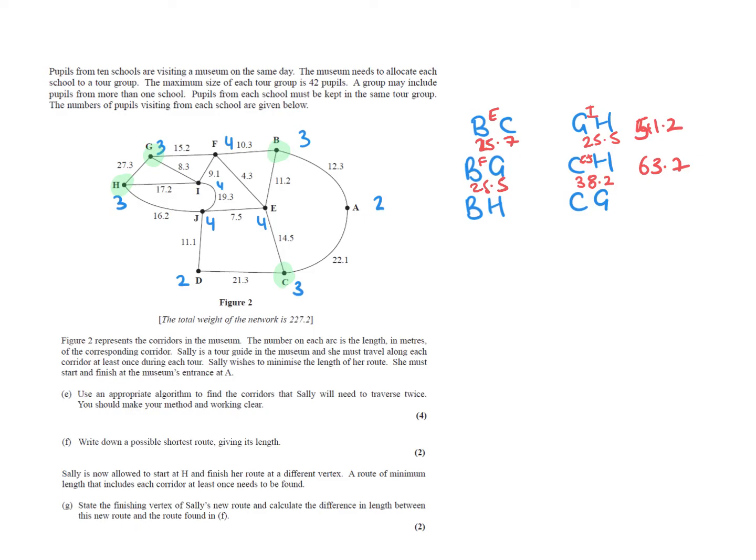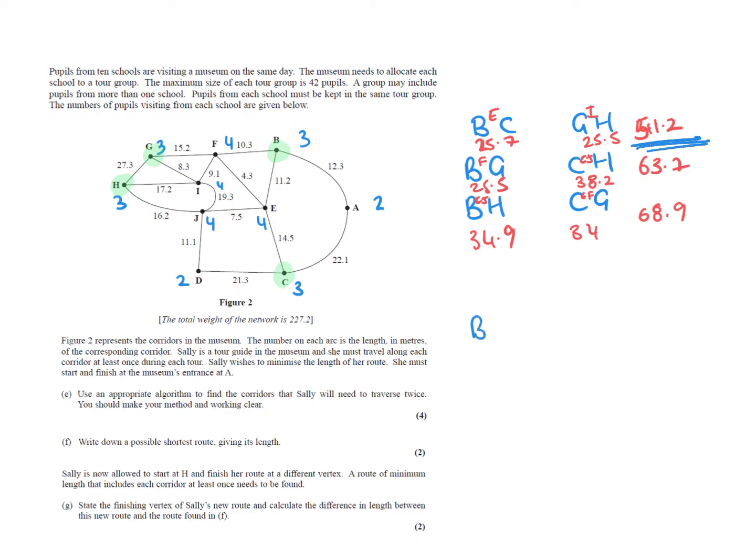Okay, BH. Anyone? BJH. BEJH. Okay, BEJH, 34.9. And then CG. CEFG. What is CEFG? 34, which is going to be 68.9. Okay, so the smallest one. Right, so the smallest one is clearly 51.2.